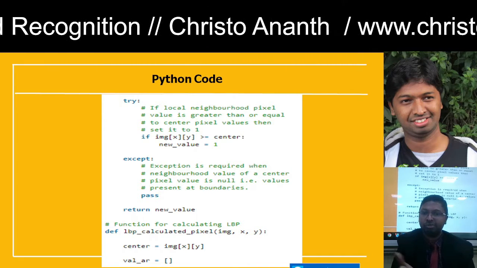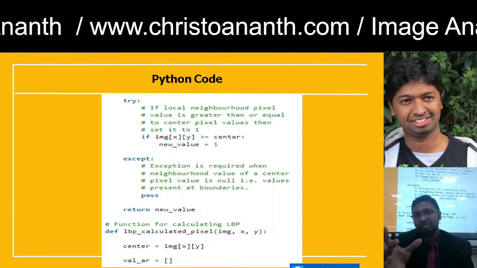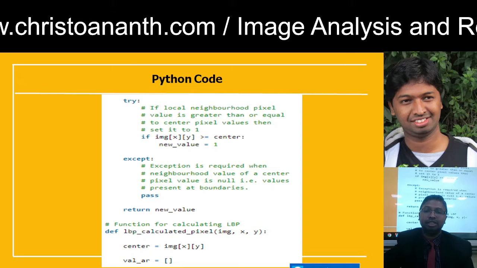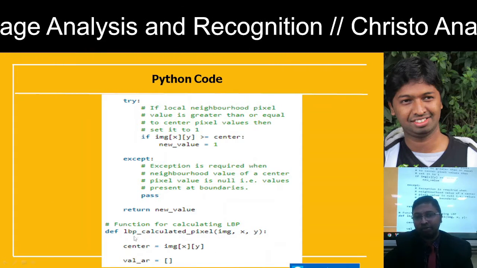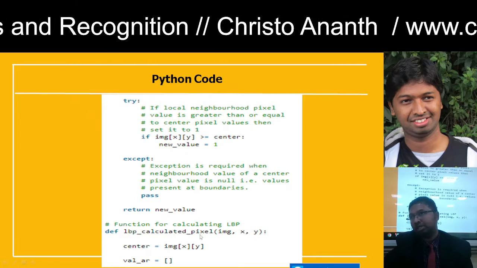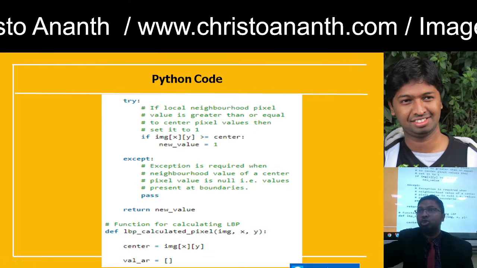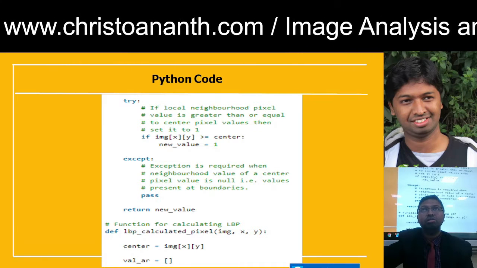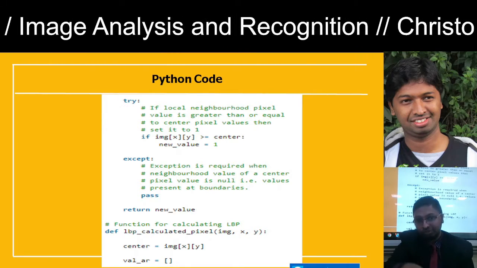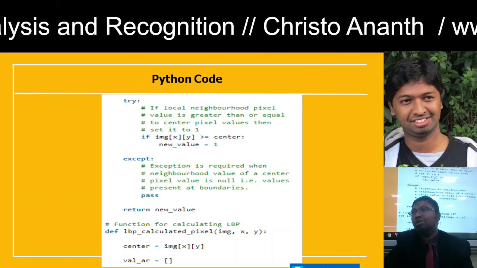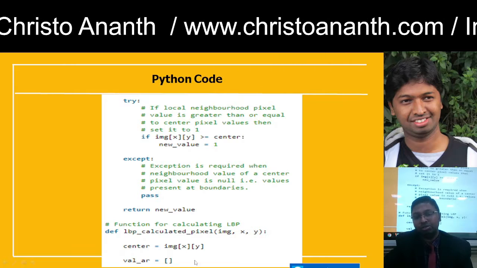Okay, so the exception is actually required when the neighborhood value of the center is actually null. So that is the reason you go with the pass and then return new value. Then for finding the LBP, local binary pattern, you define lbp_calculated_pixel(image, x, y). So here we have the center pixel: center is equal to image[x][y]. Value array equals empty.